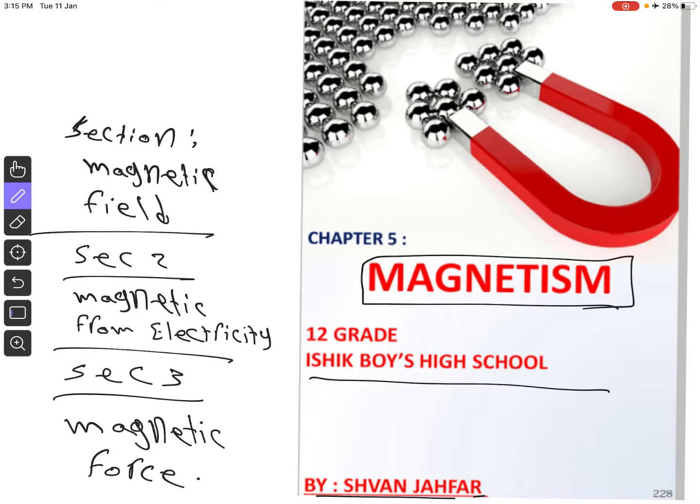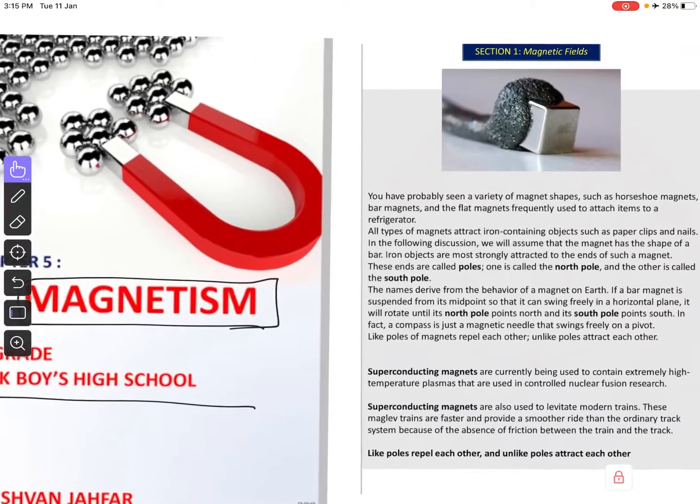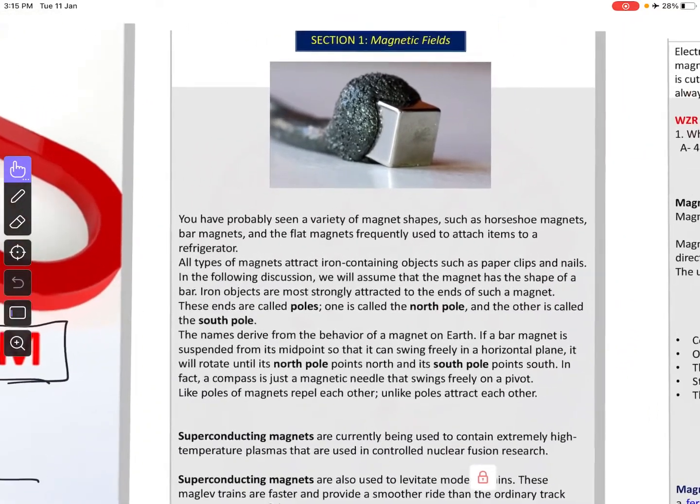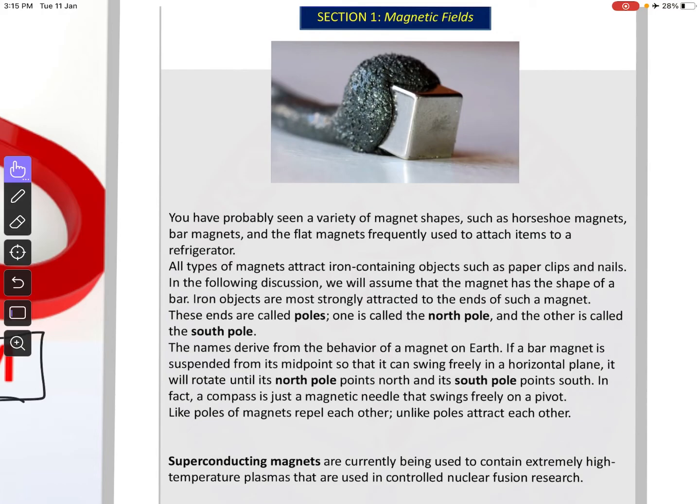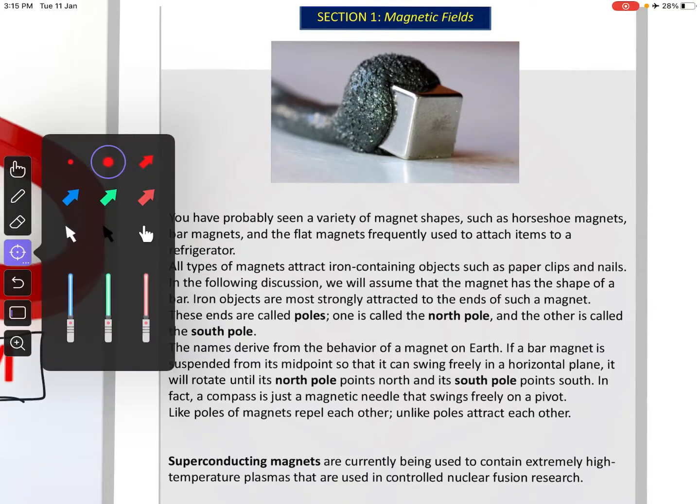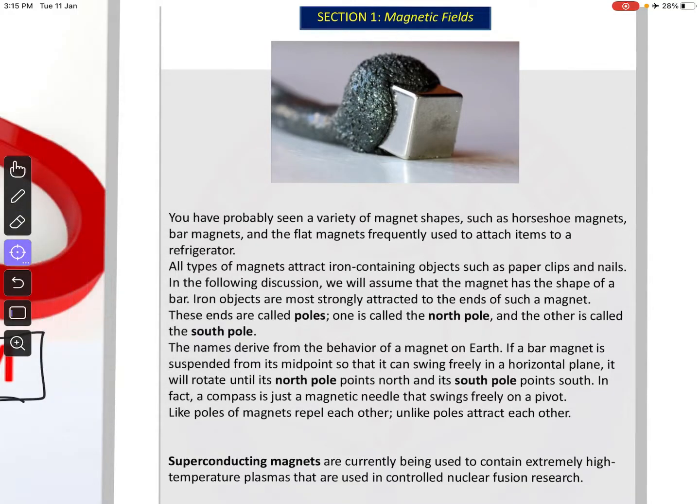Now let's get started with the first section. In the first section, we have the magnetic field. First of all, this section is going to start easily, talking about the magnetic field, and at the beginning it's going to just talk about magnets. You know that a magnet has poles, which are the ends of the magnet. We have a north pole and a south pole, as you know. And the name comes from the behavior of the magnet on the earth.